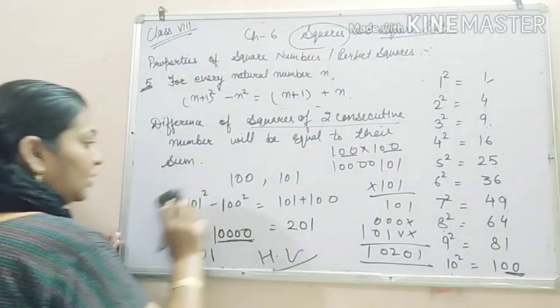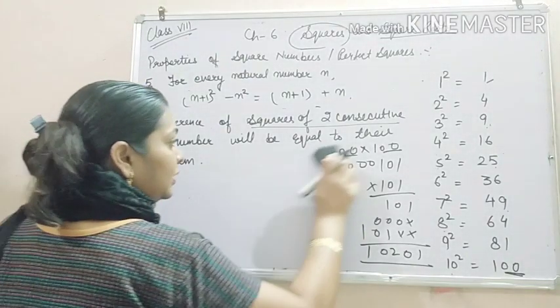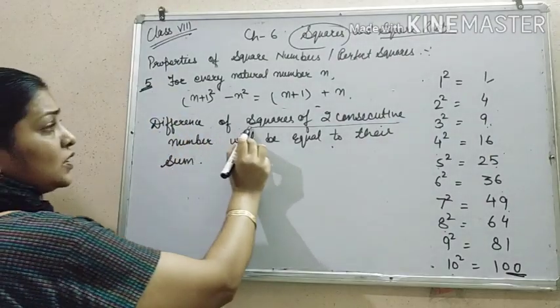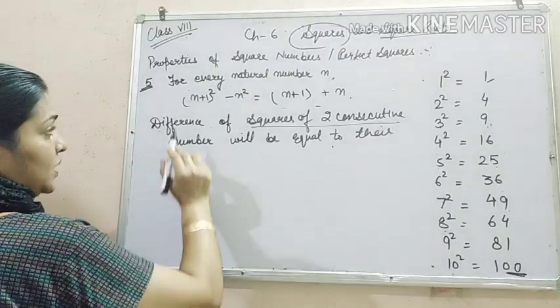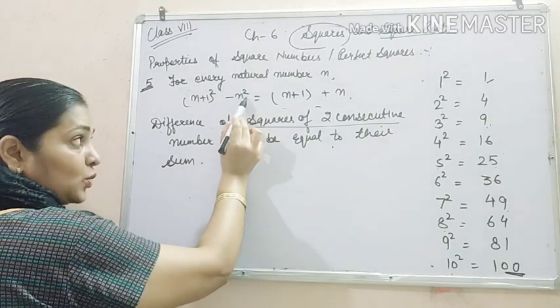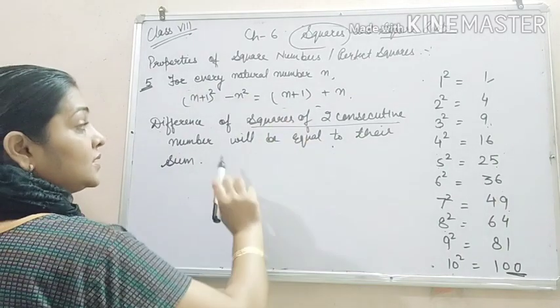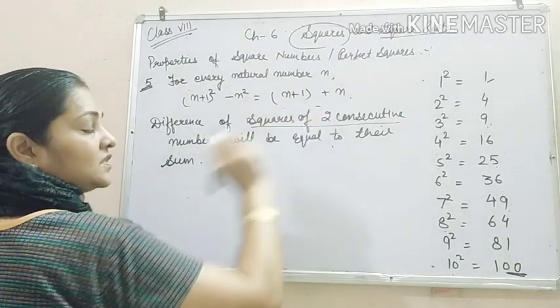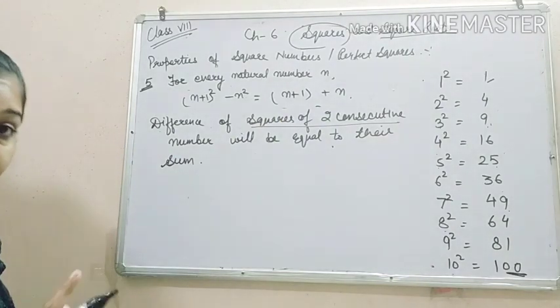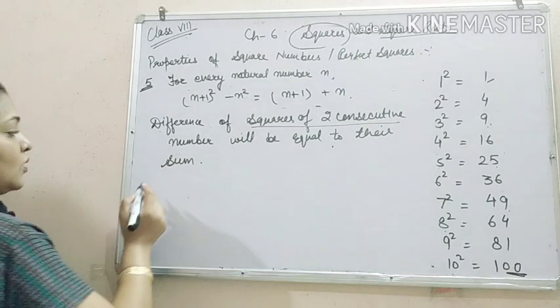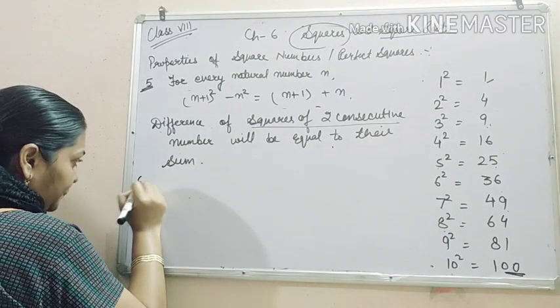So you can learn this formula: the difference of squares of two consecutive numbers, represented as (n plus 1) square minus n square, is equal to the sum of these two numbers, that is n plus 1 plus n. Symbolically also I have written, and in words also I have written.